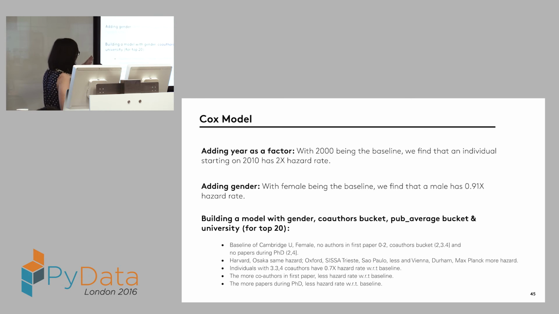But building a much more complicated model with gender, co-authors bucket, publication average bucket, and university, you find other interesting tidbits. So like the baseline of Cambridge University, and if you're female, number of authors in first paper 0.2, or co-authors bucket is from 2 to 3.4. You can basically make statements about the relative hazard between different institutions or between different numbers of papers or different co-authors.